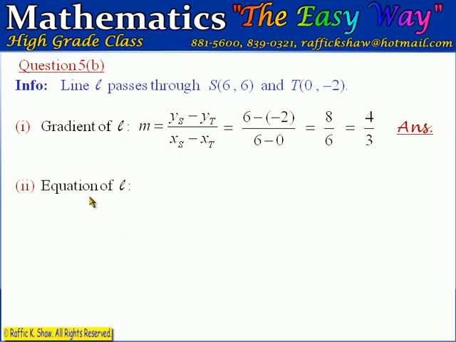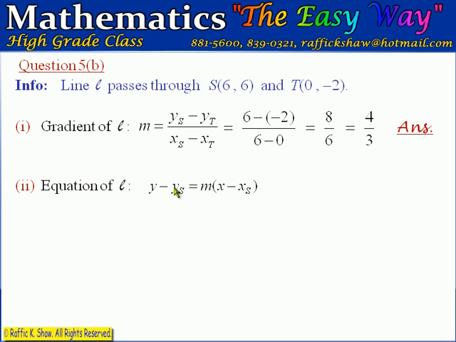Next, we're asked for the equation of L. Now to find the equation of a line, we need a point and the gradient. And we actually have the gradient already of the line L. And we have 2 points. We can use any one of these 2 points. Let's use the point S. If we are using the point S, then we have to use what we call the point-gradient form for the equation of a line, and this is it.